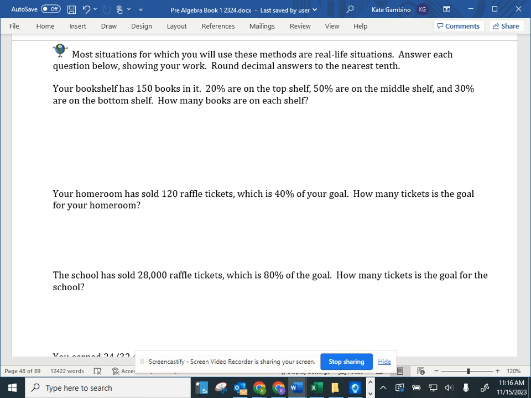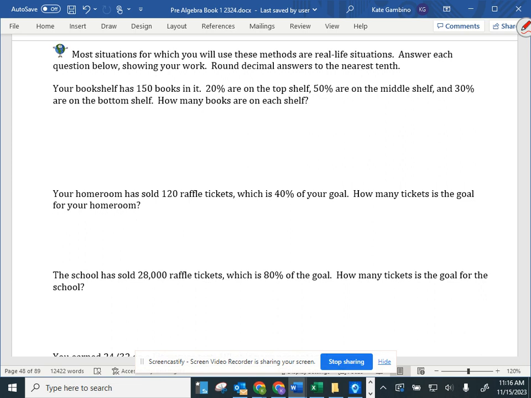Your bookshelf has 150 books in it. 20% are on the top shelf, 50% are on the middle shelf, and 30% are on the bottom shelf. How many books are on each shelf? So we have 3 equations we have to do, right? How do we find out the top shelf? What is my equation I'm going to write? Who can tell me what equation I should write? Lucas.